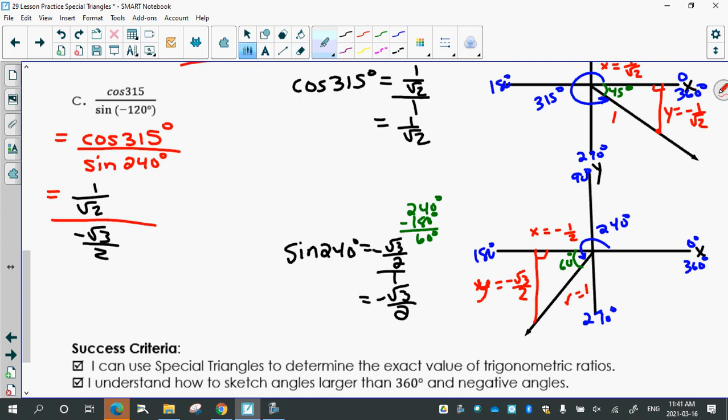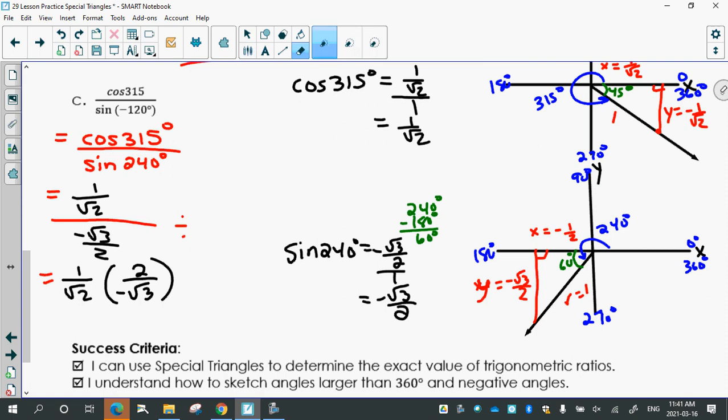So now I have to do my normal: divide by a fraction, multiply by the reciprocal. So 1 over root 2 times 2 over negative root 3. Divide by a fraction, multiply by the reciprocal, and I'm just going to bump the negative up to the numerator. And then multiplying is the easy operation, top by top. 1 times negative 2 is negative 2. Root 2 times root 3 is root 6.